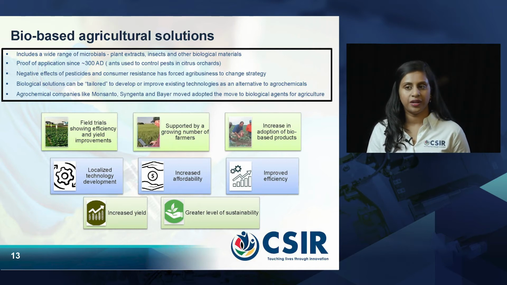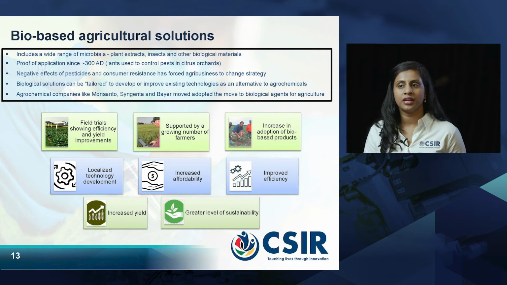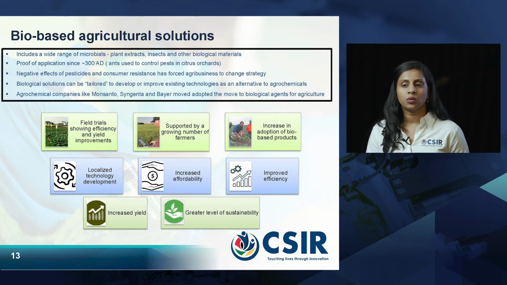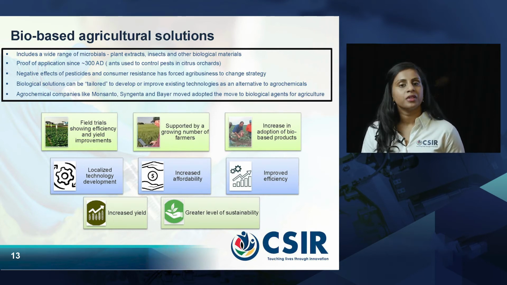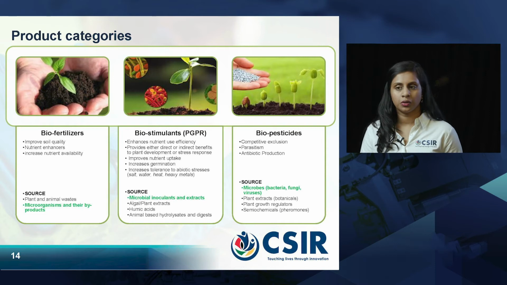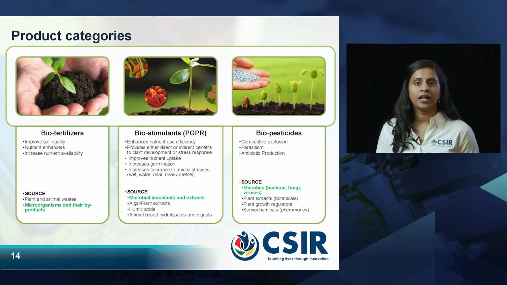The benefits of these bio-based solutions include field trials with demonstrated efficacy and an increase in support and adoption of these bio-based products. There's also a stimulus of local technology development, increased affordability, and improved efficiency. Increased yields have also been noted with a greater level of sustainability. Product categories include biofertilizers, which improve soil quality, biostimulants, which enhance nutrient use and efficiency, as well as biopesticides, which are used as a source of biocontrol.